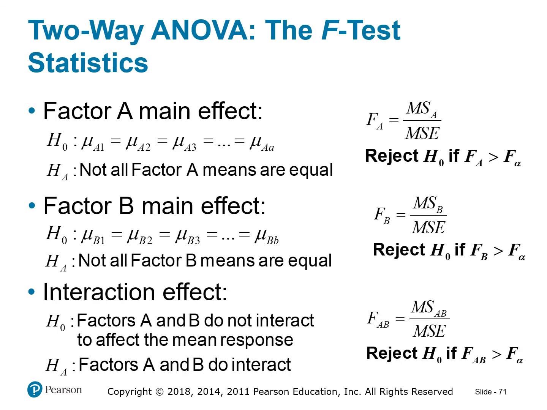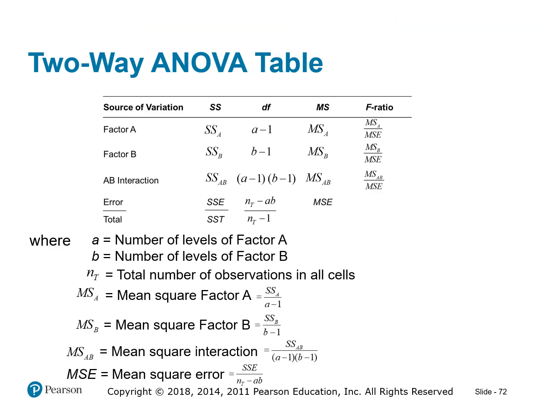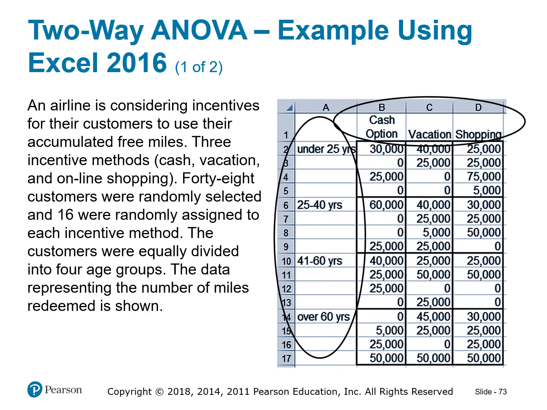Okay, so factor A, factor B, factor C, same thing. If my F is too big, we're going to reject. They all have different degrees of freedom, so be careful. Although these are all named F alpha, they're all going to be different F alphas.